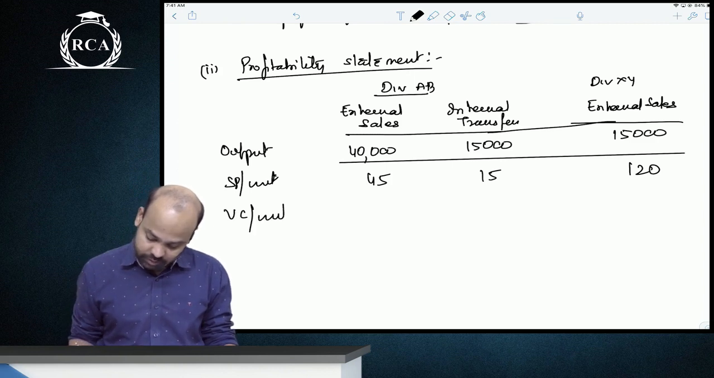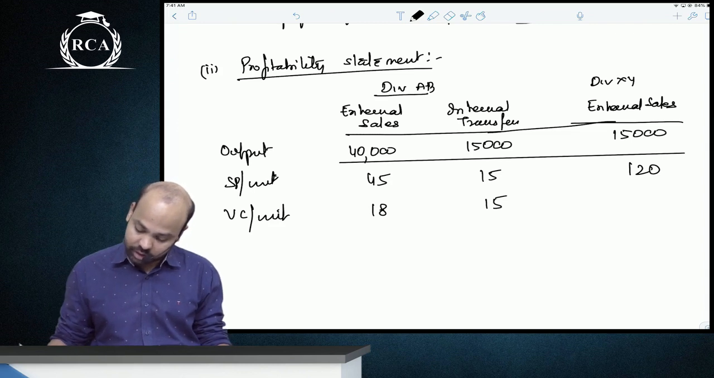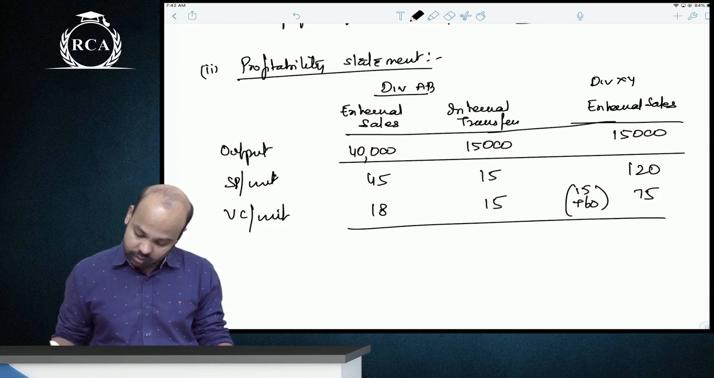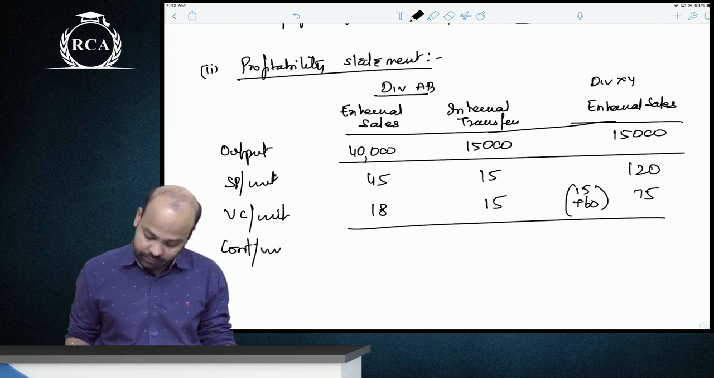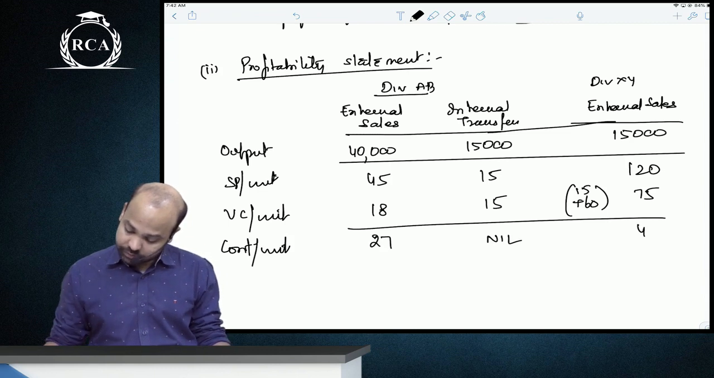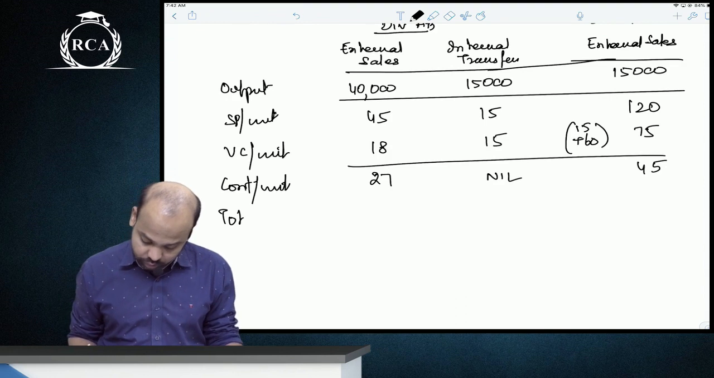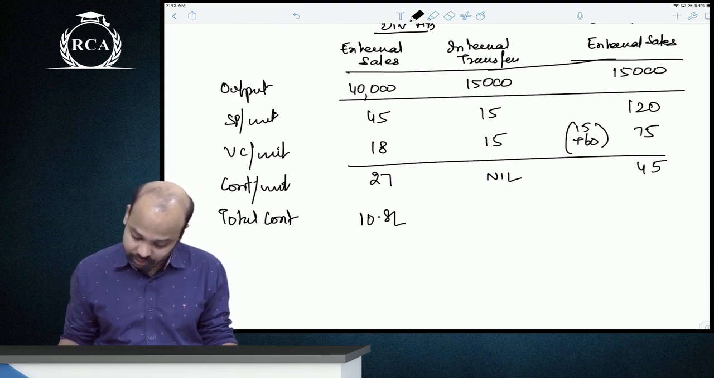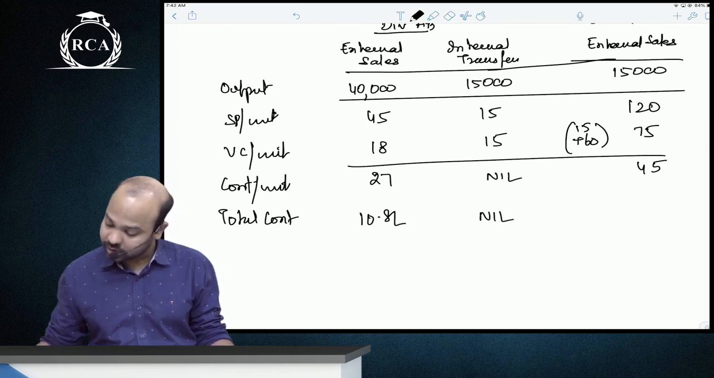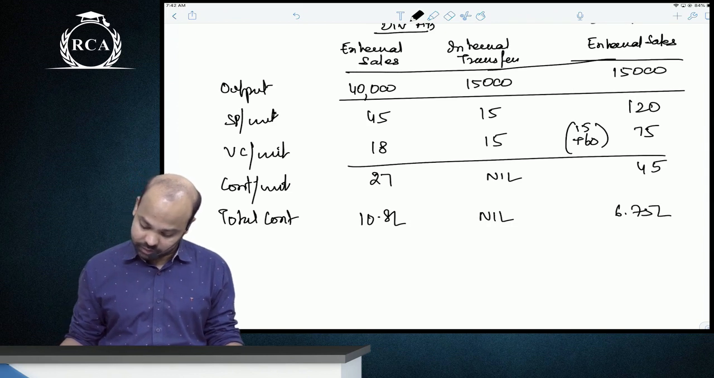Your variable cost per unit, guys, of external sales is 18, internal transfers 15, and this would be 15 plus 60, beta, 75 rupees. Your contribution per unit, guys, is 27 and 45 rupees. The total contribution that you're going to make, beta, is 27 into that, 10 lakh 80,000, guys, and here, beta, it would be 15,000 into 45, 6 lakh 75,000.